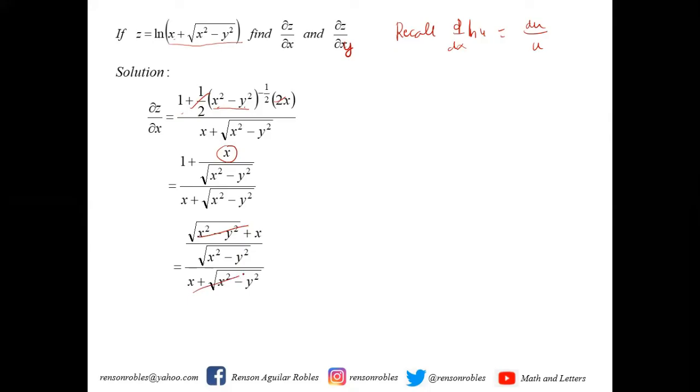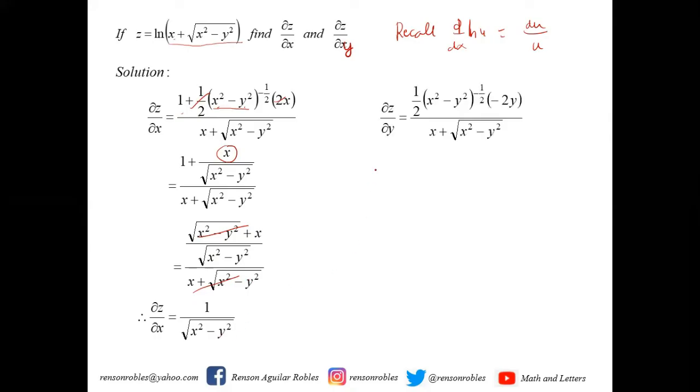And that will become 1 all over the square root of x squared minus y squared, okay? And then for the partial derivative of z with respect to y, since, again, you do the same, you just copy x plus the square root of x squared minus y squared on the denominator, and then you differentiate this with respect to y. Since x is treated constant, then the derivative of x is equal to 0, and then we shall only differentiate this.